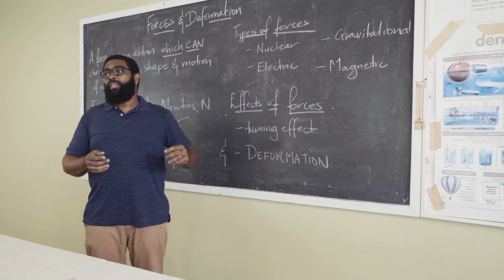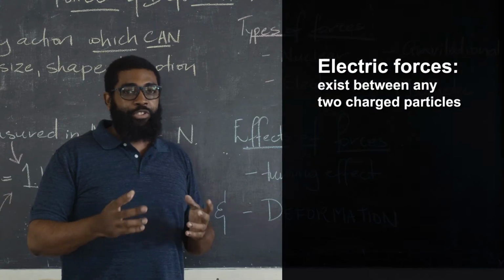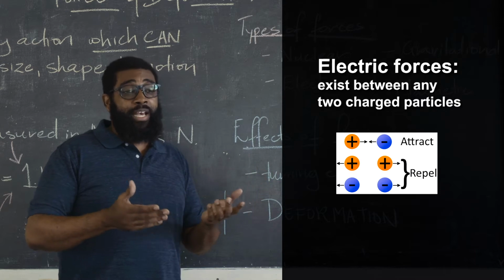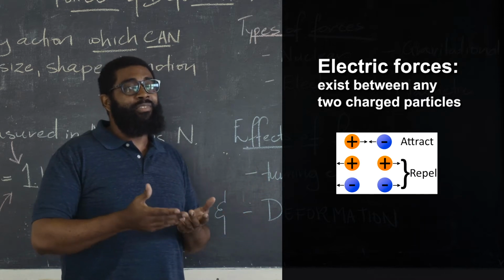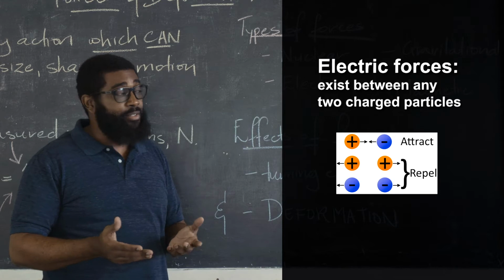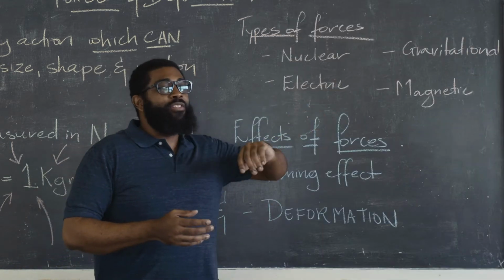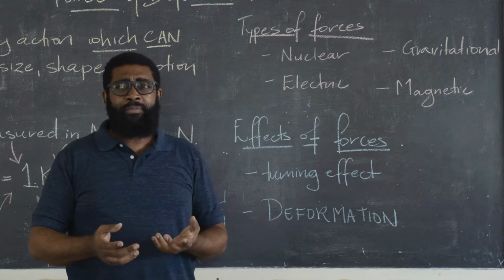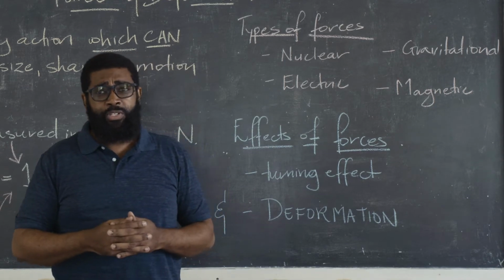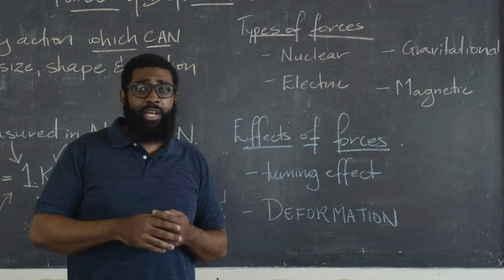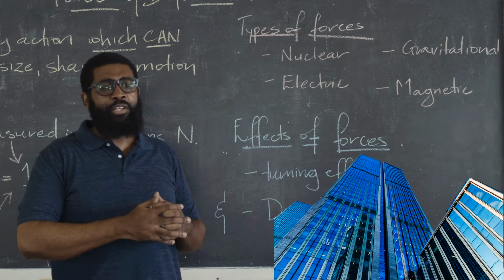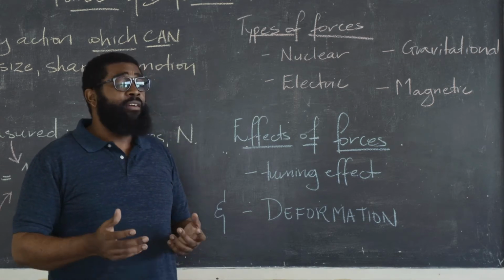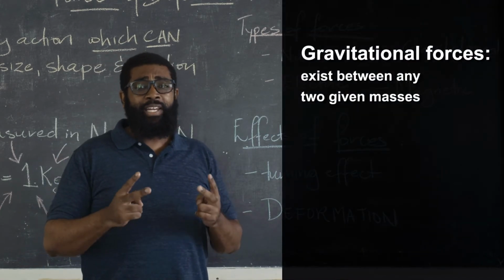Electric forces. Electric forces exist between any two charged particles. Now, whether the charged particles have the same charge or opposite charges, these electric forces still do exist. Gravitational forces. Now, gravity tends to get overlooked because we live all our lives with gravity, but gravity is an incredibly strong force. It's the reason that you can't leap tall buildings in a single bound like Superman, and it's also the reason that what goes up must come down.